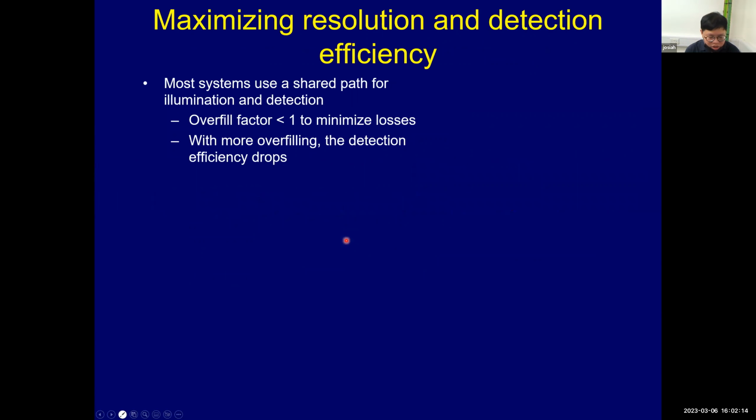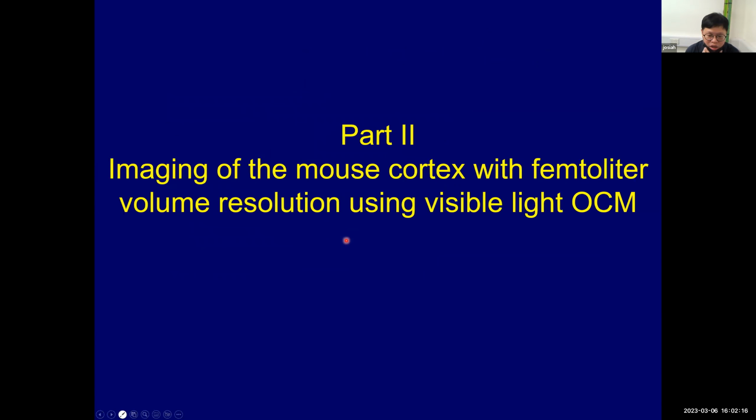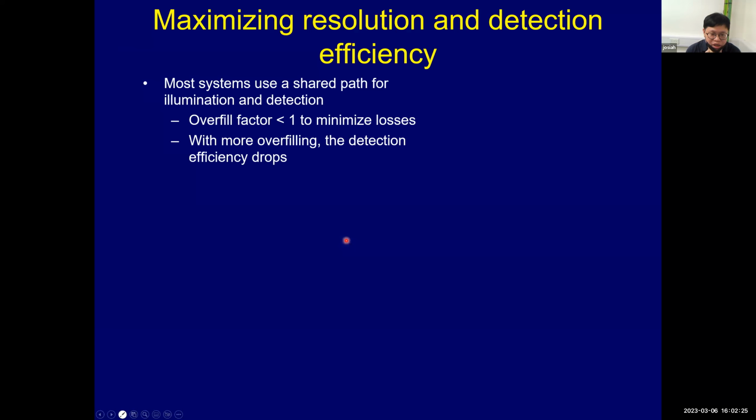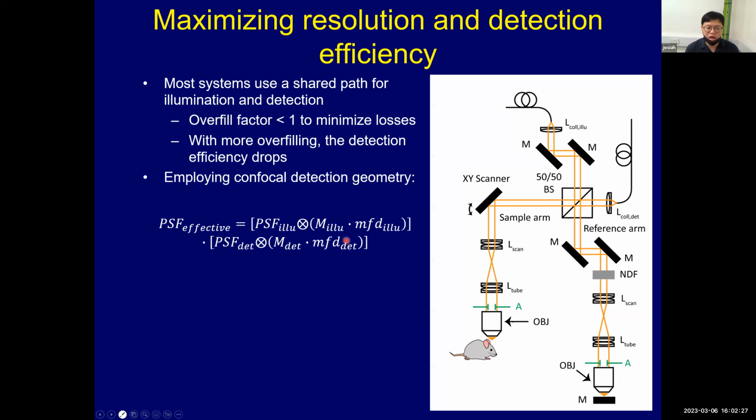Then I'll quickly jump into the second part of the talk, which is using the visible light OCM to look at the mouse cortex. For those of you that have some background in confocal microscopy, you should be quite able to appreciate this section. Most OCT systems have a shared illumination and detection path. Typically a good design criterion is that you want an overfill factor of less than 1 to minimize the loss when you detect the light.